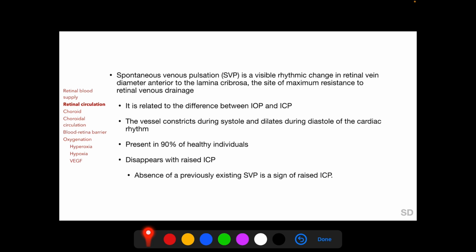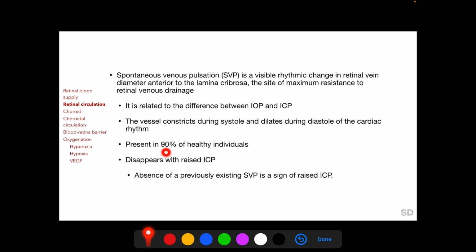This is because the choriocapillaris transmits the cardiac pulse to the intraocular pressure, and the intraocular pressure thus compresses the retinal vein during systole. Spontaneous venous pulsation is present in 90% of healthy individuals and disappears with raised intracranial pressure when intracranial pressure rises above the intraocular pressure. So absence of a previously existing or previously documented spontaneous venous pulsation is a sign of raised intracranial pressure.